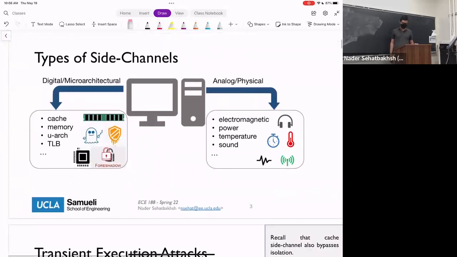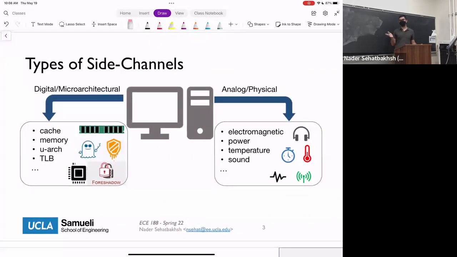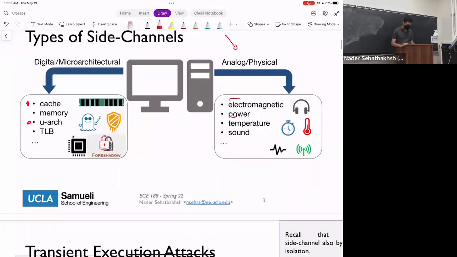We said that we have two different types of side channels, digital and physical. We talked about cache side channels extensively. We talked a little bit about the microarchitectural side channels, including the transient execution attacks. In the next few slides, I'm going to finish that part, and then we're gonna focus on physical side channels. The main group of side channels in the physical domain are electromagnetics and power. We're going to extensively talk about these two types of side channels.